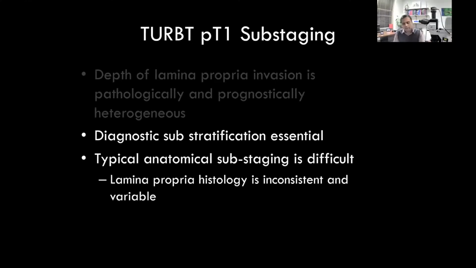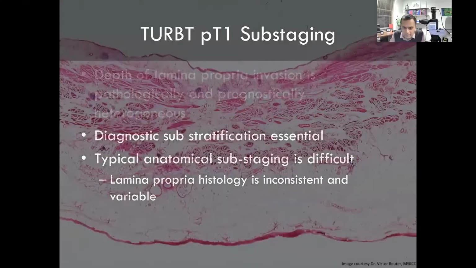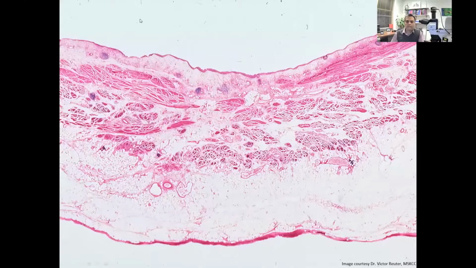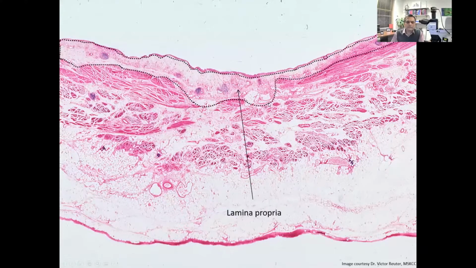why this has not been done so far is the fact that anatomical substaging, which is typically done in all other organ systems, is very difficult in the bladder. This is because the lamina propria as a structure is histologically very inconsistent and variable in the bladder. So what do I mean by this? So here you can see a full thickness section of the bladder, right? With the urothelium on top. This is the luminal space. And if you try to designate the lamina propria here, this is what you get.